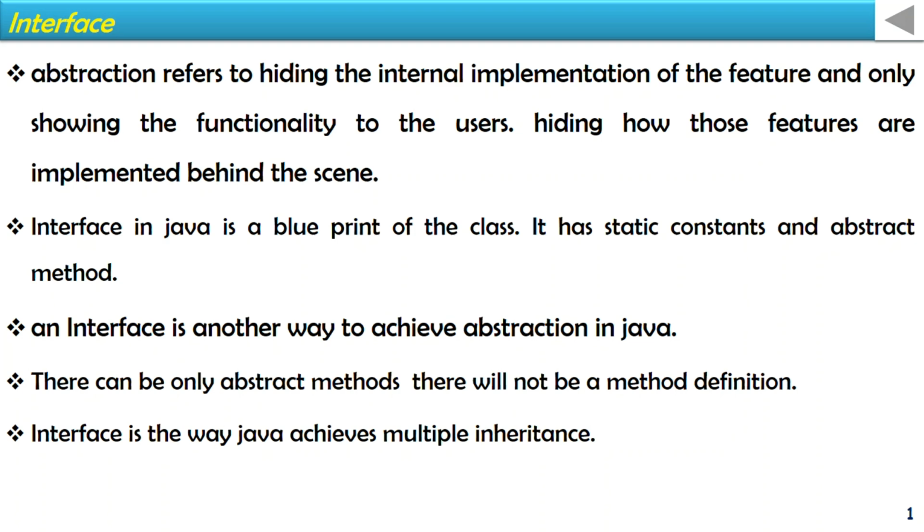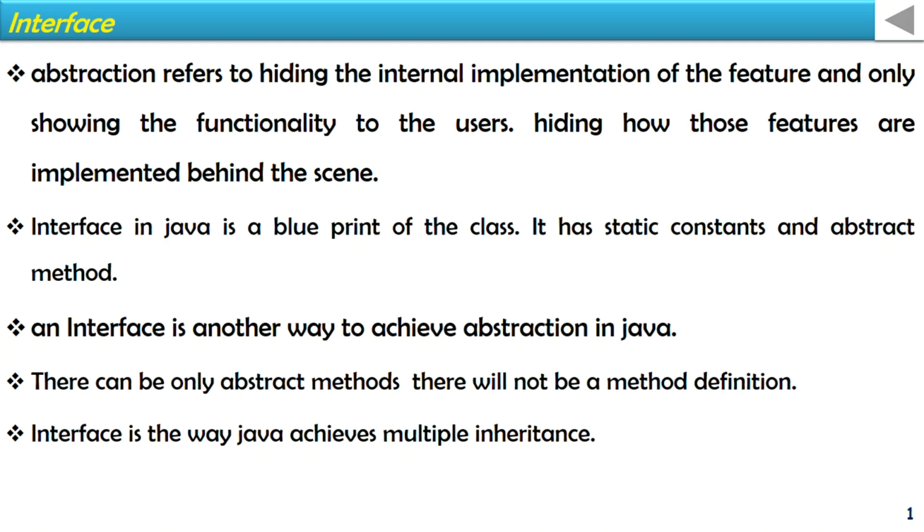So an interface in Java is a blueprint for a class. The class which implements that interface is going to implement all the abstract methods of the interface. An interface has static constants, whether we define them or not. They are by default static and final. So once we initialize the value of these variables, we cannot update them, right?